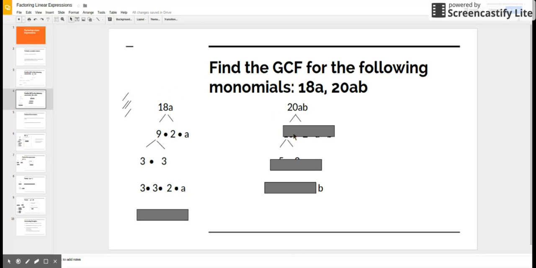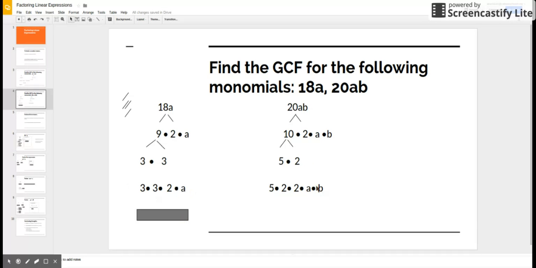Here we have 20ab. Well, 20 can be broken down to 10 times 2, times a times b. 10 can be broken down now to 5 times 2. So your factors are 5, 2, 2, a, and b.